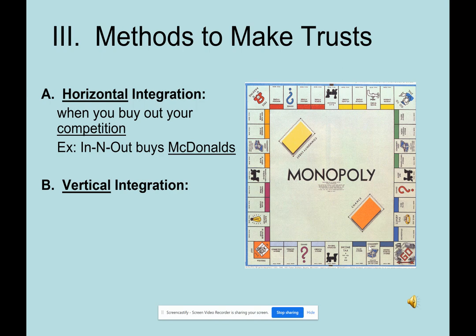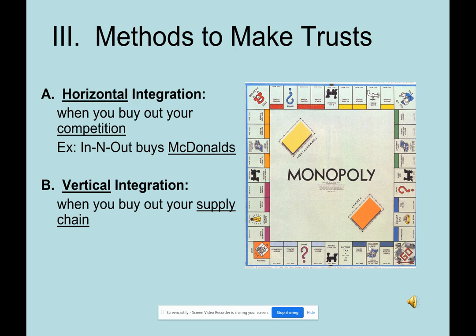The other option is called vertical integration. And vertical integration is when you buy out your supply chain. Okay, so this is not your actual competition. This is, what do I need to make my good? Say I'm In-N-Out, right? In-N-Out makes hamburgers. You may know what hamburgers are made out of. Sorry, cows. So if I'm In-N-Out, I go and I buy a cow farm, right? And that is how I buy out my supply chain. So I'm controlling the entire production.